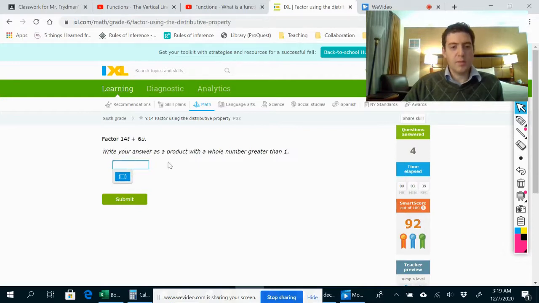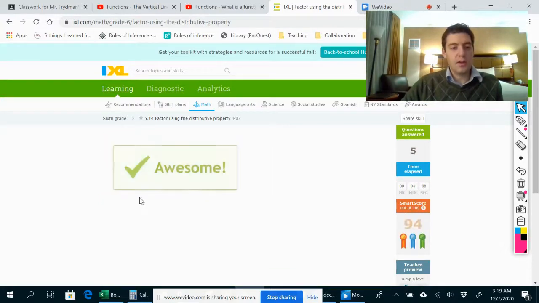Okay, so the greatest common factor here is 2. 2 goes into 14 and into 6. That's the greatest number that goes into both of them. Greatest meaning biggest, of course. All right, so 2 times what would give us 14t? That would be 7t, because 2 times 7 is 14, plus 2 times what would give us 6u? That would be 3u, because 2 times 3 is 6. Okay, and there we go.